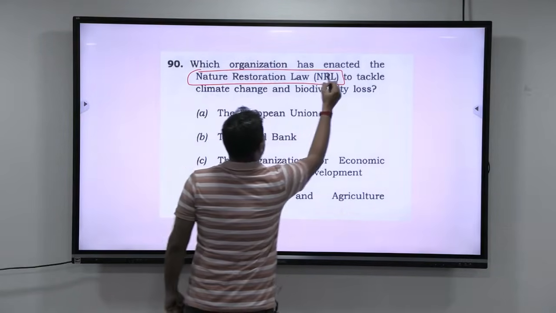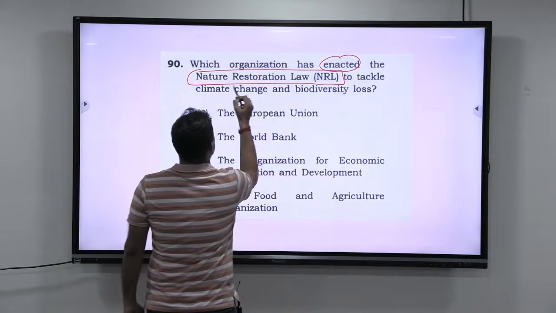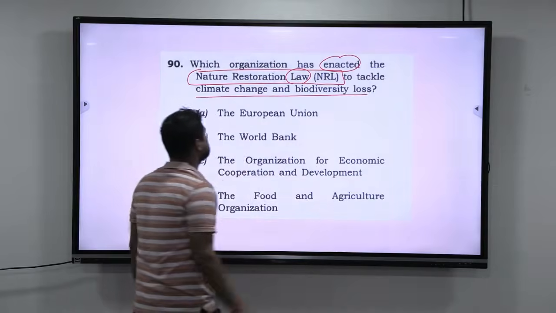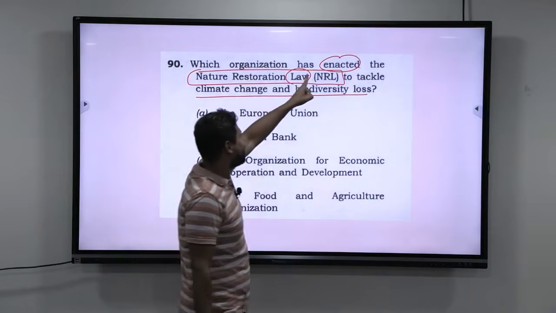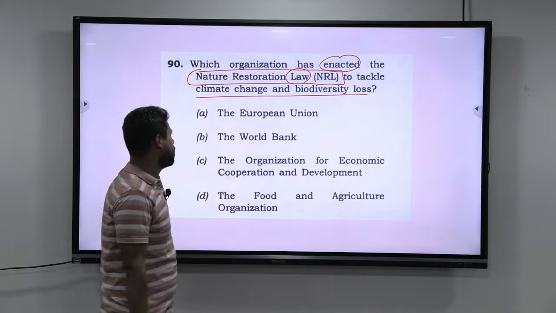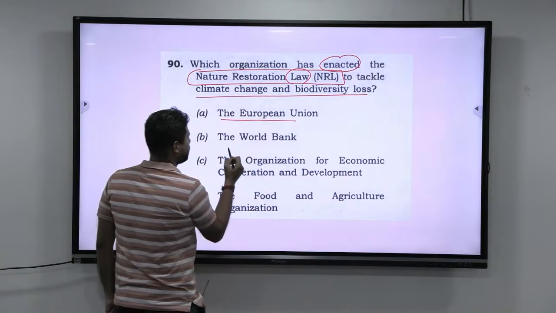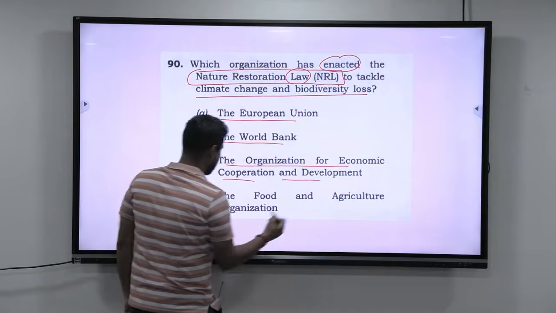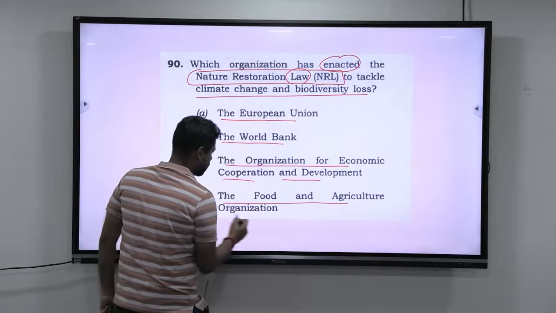Look at this. Which organization has enacted the nature restoration law to tackle climate change and biodiversity loss? I'll repeat again. Which organization has enacted the nature restoration law to tackle climate change and biodiversity loss? You have the European Union, you have the World Bank, you have the Organization for Economic Cooperation and Development, you have the Food and Agriculture Organization.